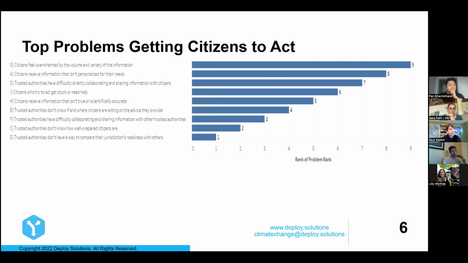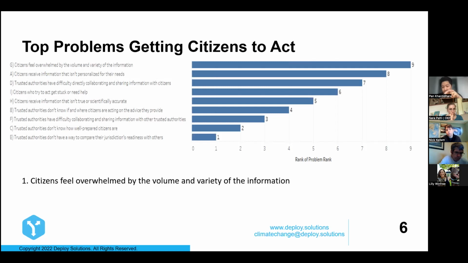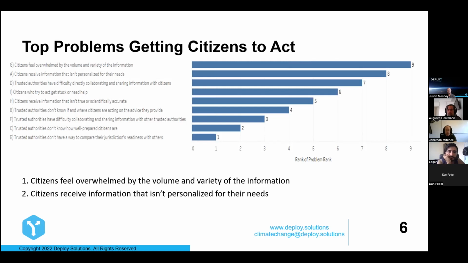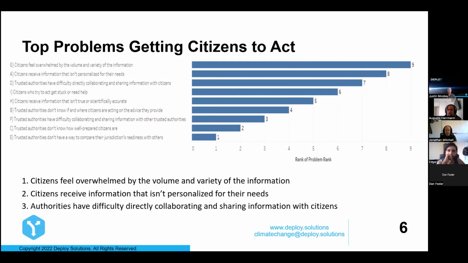And the top problems getting citizens to act that we've identified are three. One is that they feel overwhelmed by the volume and variety of the information that comes at them when it comes to climate change. The second one is just as important, it's related, that they feel that they get information that isn't personalized for their actual needs. So they don't really know what to do in their particular situation. And then related to that, authorities have difficulty directly collaborating and sharing information with citizens.